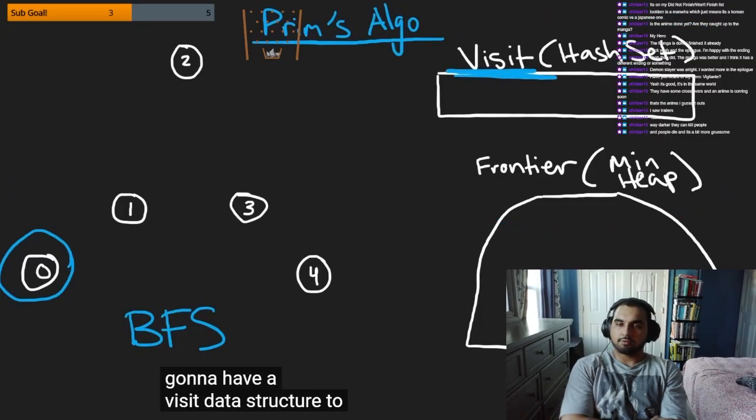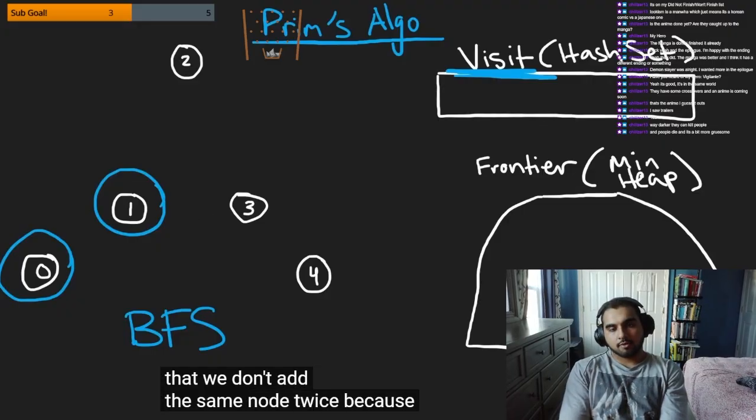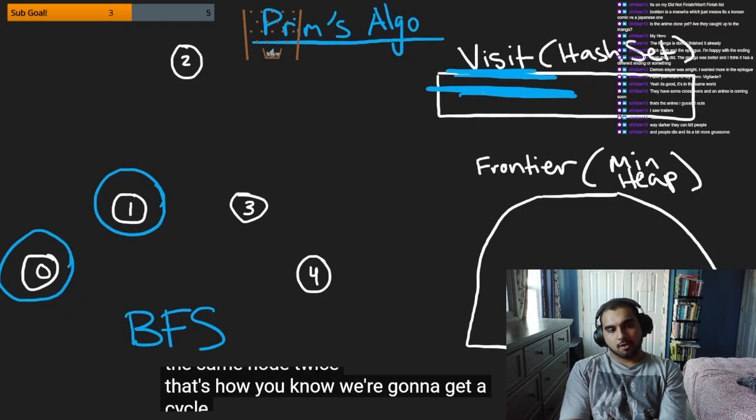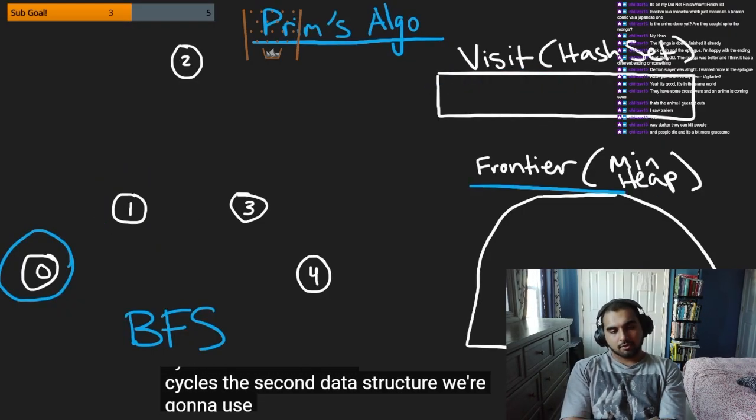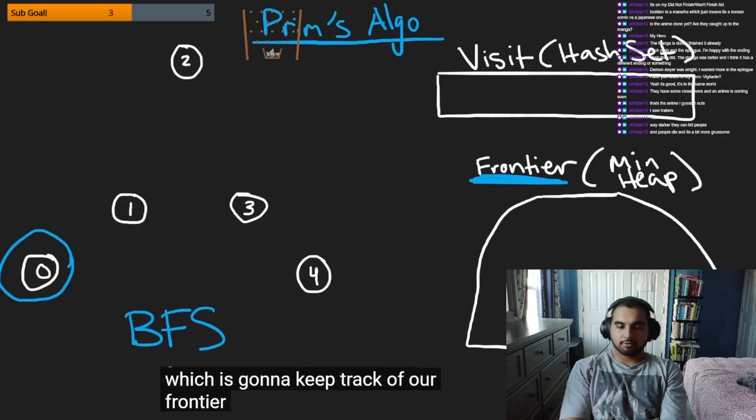We're going to have a visit data structure to make sure that we don't add the same node twice, because if we add the same node twice, that's how you know we're going to get a cycle. We want to avoid cycles. The second data structure we're going to use is a minimum heap, which is going to keep track of the frontier of our breadth first search.